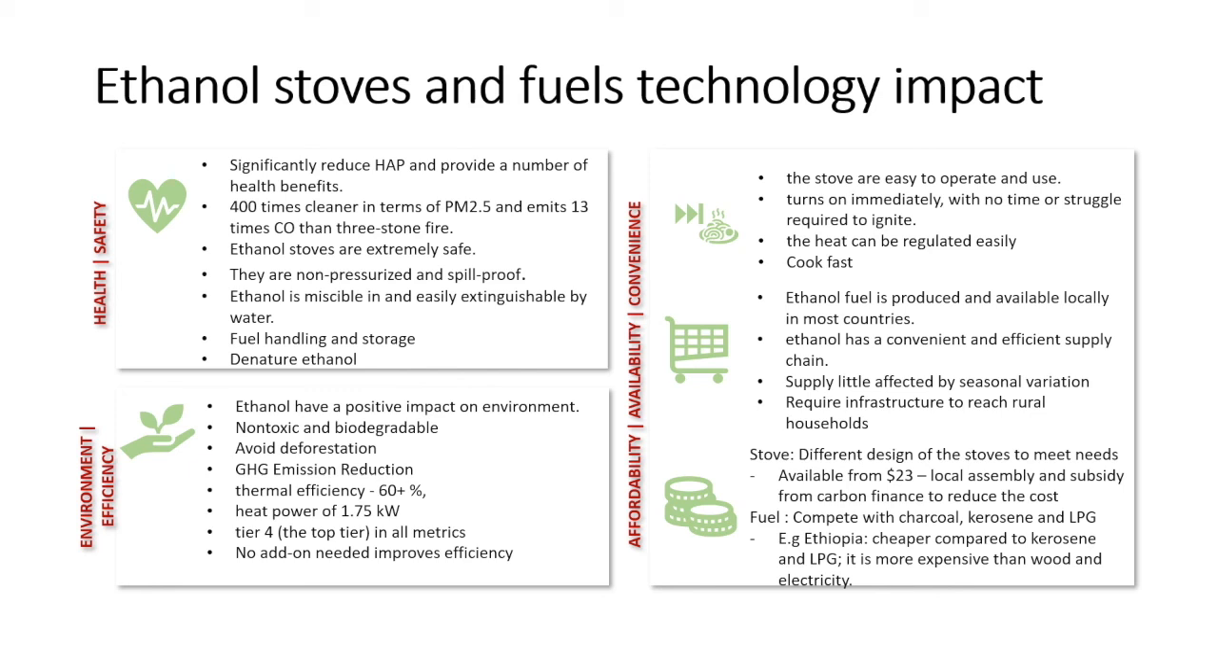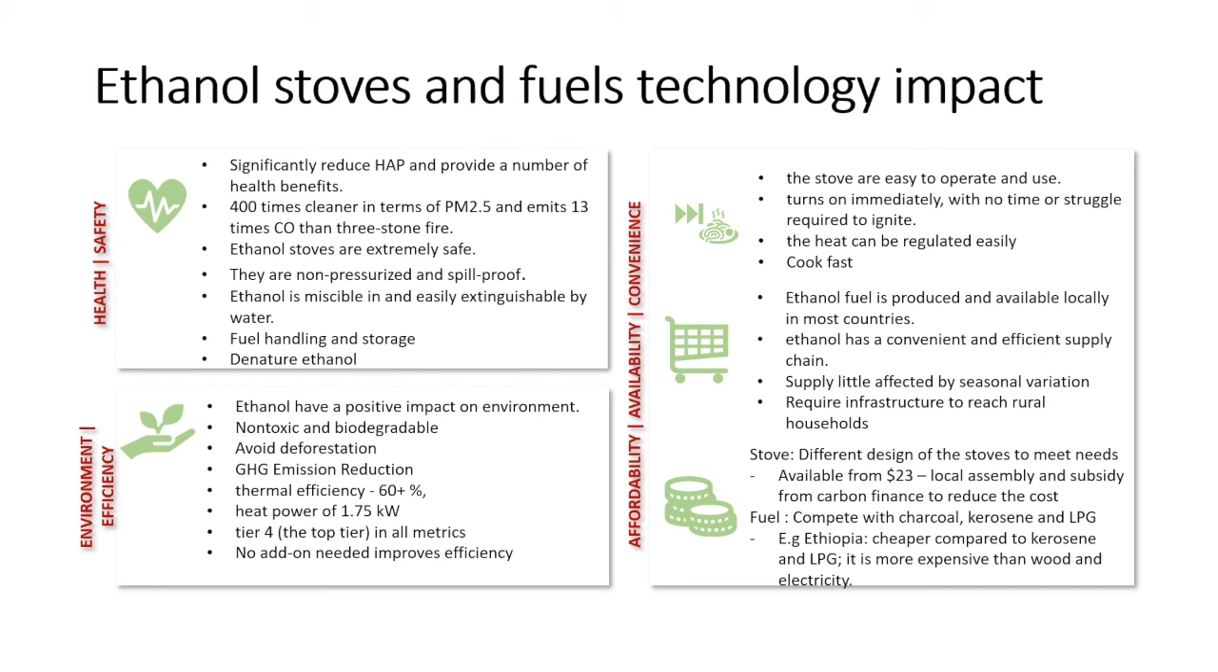Most ethanol stoves that are available in the market have a thermal efficiency of 60+% and a heat power around 1.75 kilowatts, which delivers ample heat to the pot and cooks fast. In all stove test metrics, the stove achieved Tier 4, and there is no add-on needed to improve the efficiency of the stove. One other feature most likely liked by ethanol stove users is convenience.